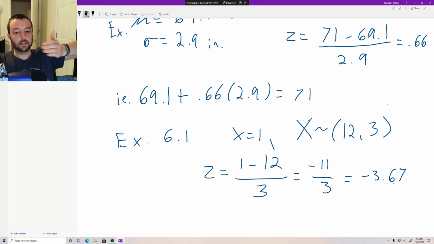So 1 is 3.67 standard deviations below the mean. The negative is telling us it's below. Sometimes you'll see an absolute value around the z-score to make it positive, because the negative is just telling us which direction we're going in. Are we below or above the mean? That's why we didn't use it here, but sometimes you're just interested in how far away it is, not whether it's above or below. We might even throw an absolute value on there later.